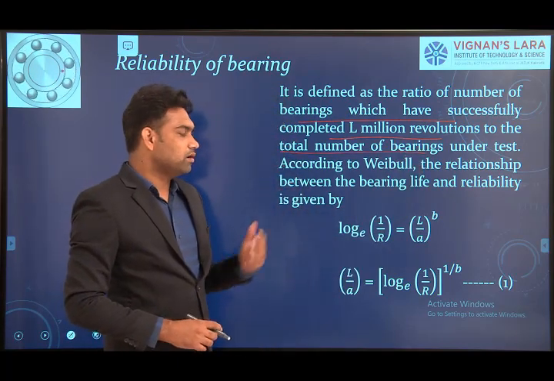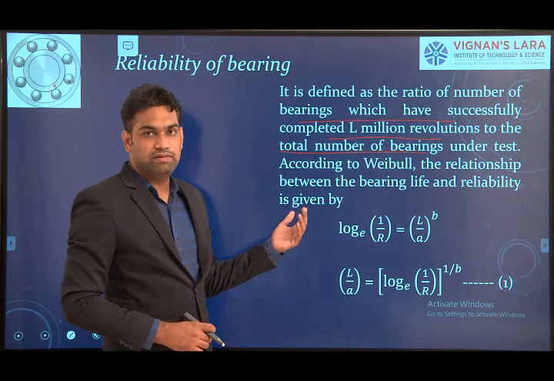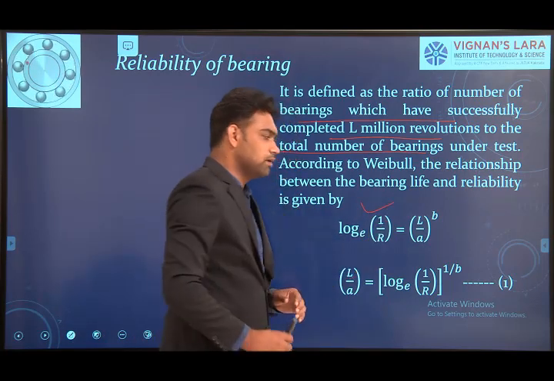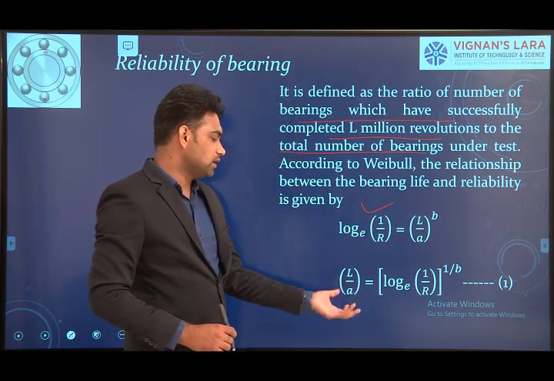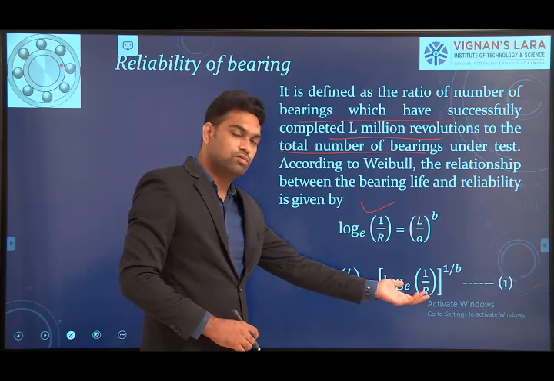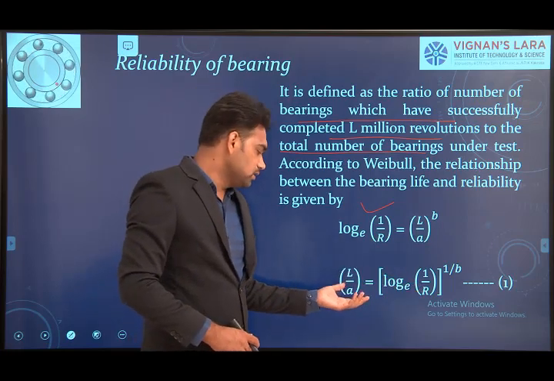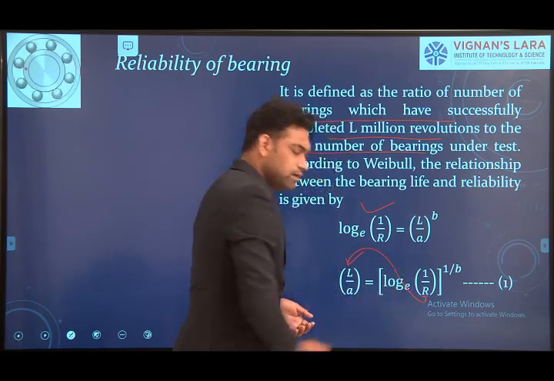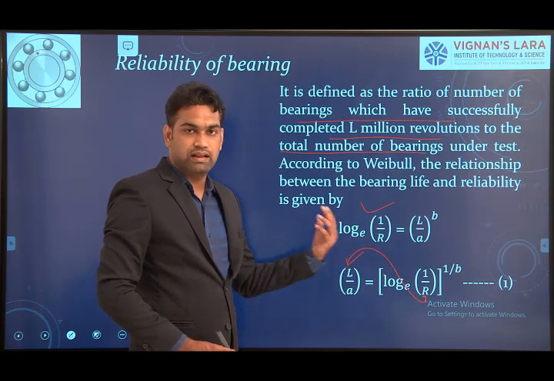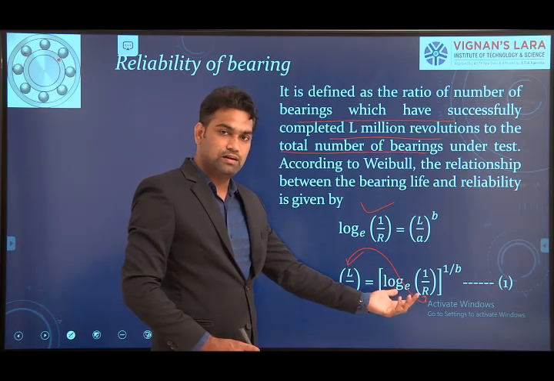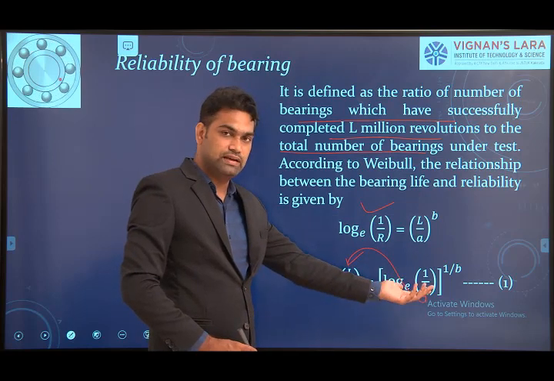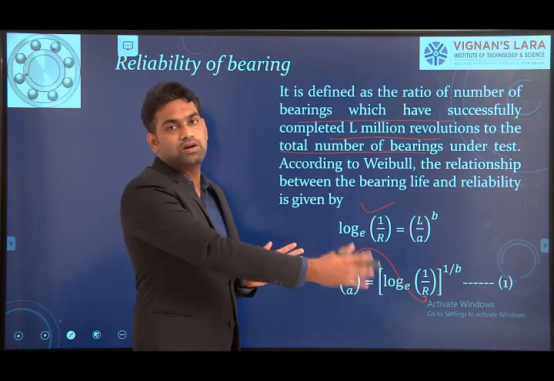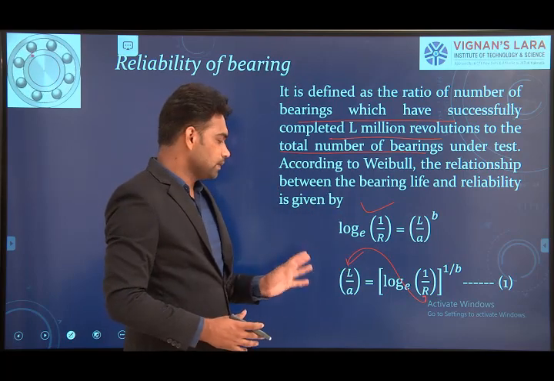Clear? So according to Weibull, we have the relation between the life of the bearing and the reliability, given by log_e(1/R) = (L/A)^B. From that we can write L/A = (log_e(1/R))^(1/B). Here L is the life corresponding to the reliability. If the reliability is 90%, the life is at 90%. If the reliability is 100%, the life is at 100%. If the reliability is 80%, the life is at 80%. So L is the life of the bearing corresponding to that percent of reliability, and A and B are constants.